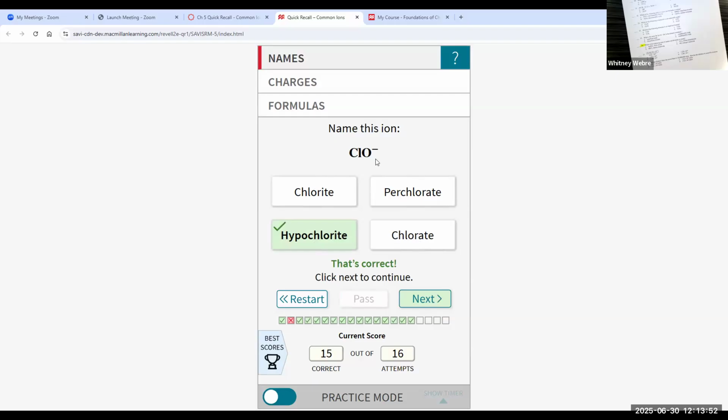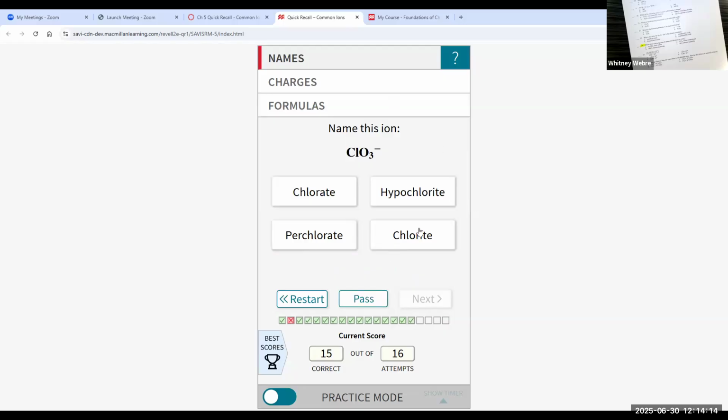But yeah, I think the ClOs are probably the most tricky. So it goes perchlorate, ClO4, chlorate, ClO3, chlorite, ClO2, hypochlorite, ClO. But the more you see it, the more you can use those. Okay, this doesn't make sense. This doesn't make sense.